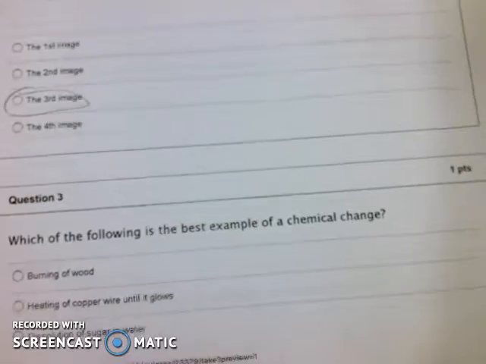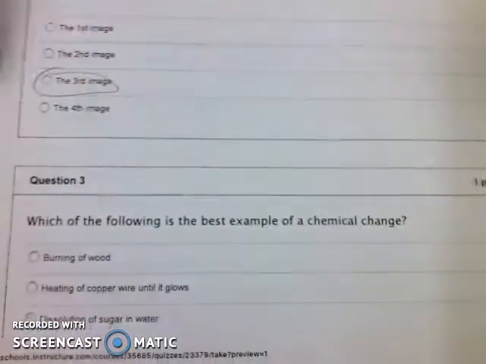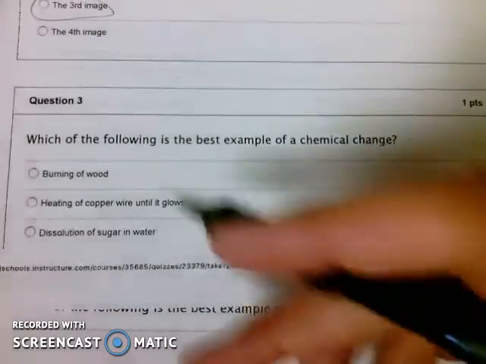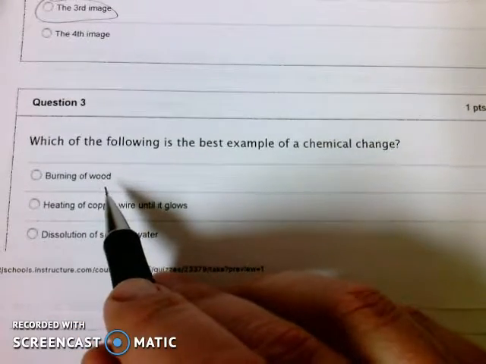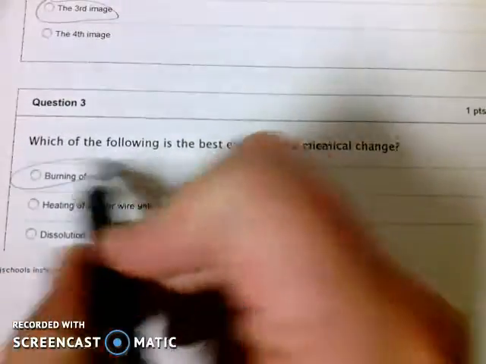Which of the following is the best example of a chemical change? And I'm sorry, the way I printed these out, I didn't try a whole lot to format these. I just printed them off the thing. So there's 3 examples here and one on the other page. Let's see if any of these is a chemical change. Oh, hey, if you burn anything, it's a chemical change. Burning of wood is a chemical change.